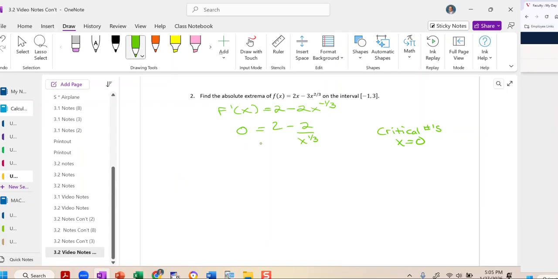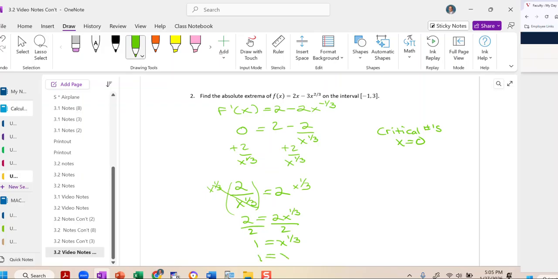Now, to find the other one, we're going to add 2 over x to the 1/3 to both sides. So that equals 2. Then we multiply by x to the 1/3, so that cancels. You get 2 equals 2x to the 1/3. Divide by 2, so 1 equals x to the 1/3. That means 1 equals x, because if you raise it to the 3rd power, that gives you x equals 1. So those are the two critical numbers.